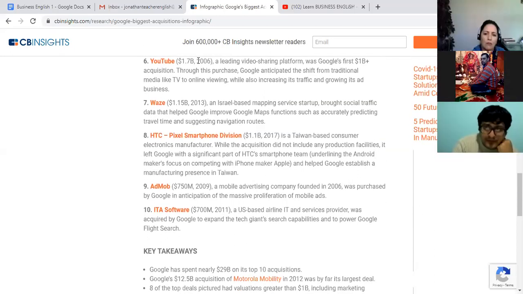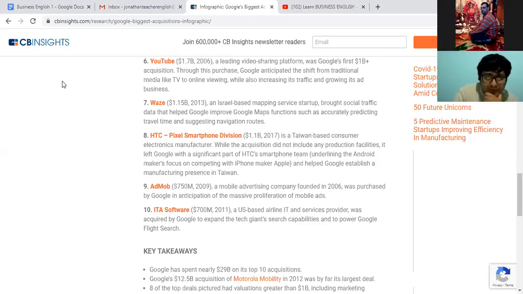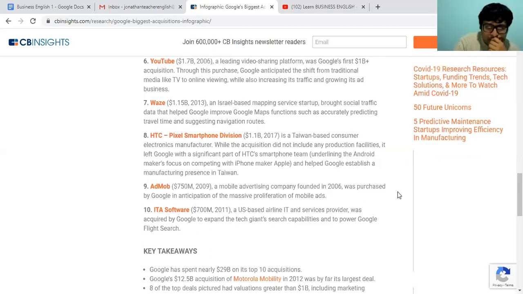6, YouTube. This was in 2006 for $1.7 billion. YouTube, a leading video sharing platform, was Google's first $1 billion acquisition. Through this purchase, Google anticipated the shift from traditional media, like TV, and online viewing, while also increasing its traffic and growing its ad business.